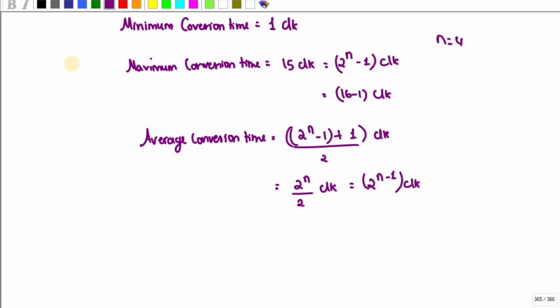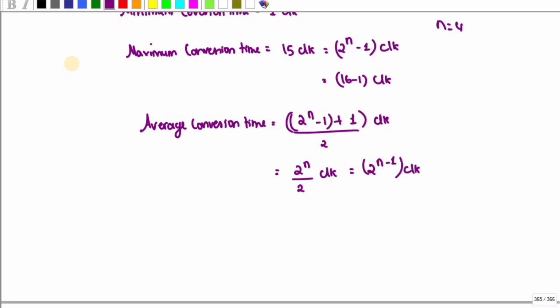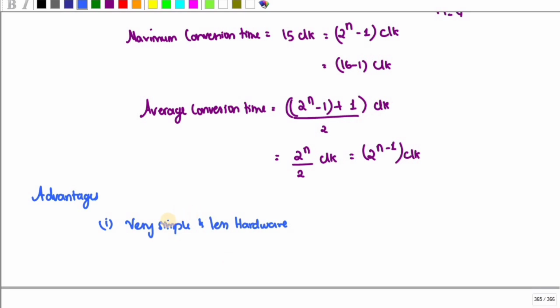Okay, so what is the advantage of this counter type ADC? It is very simple, right? It is very simple, and it requires less hardware, right? So it requires less hardware compared to the flash type ADC, and this is suitable for digitizing applications, right, with high resolution.